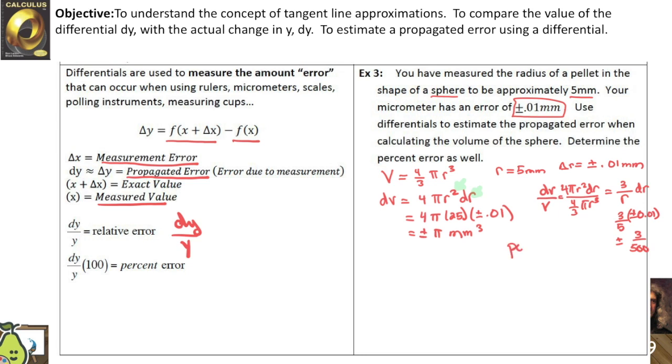The percent error then is going to be 3 over 5% error, plus or minus. All right, so if you use this measuring instrument and then substitute your answers into a volume equation, the percent error for the calculation that occurred is plus or minus 3/5%.